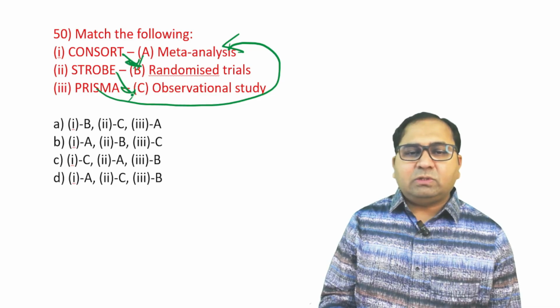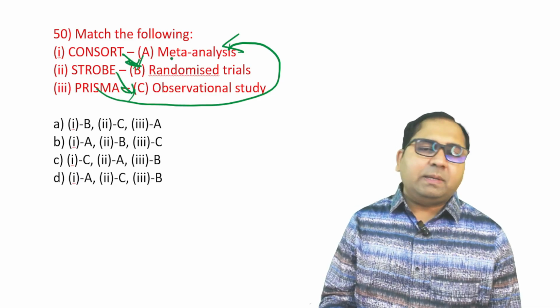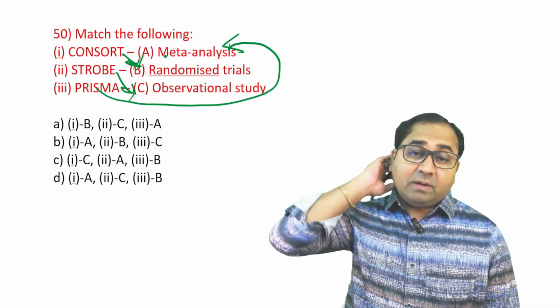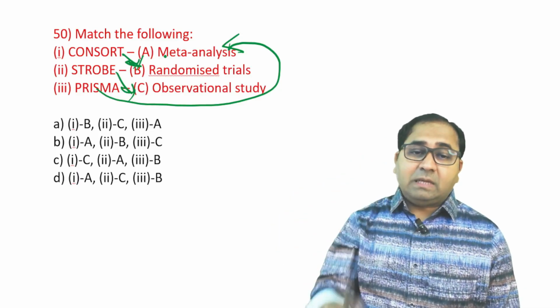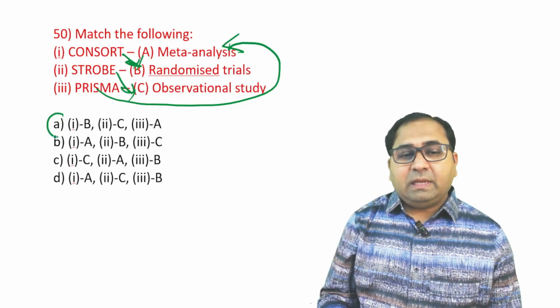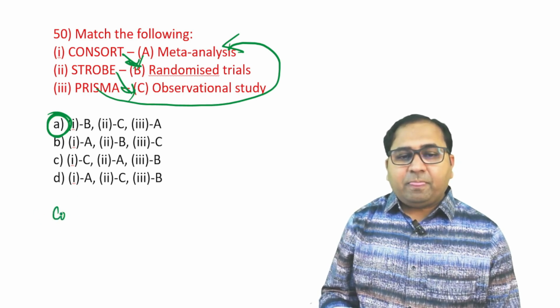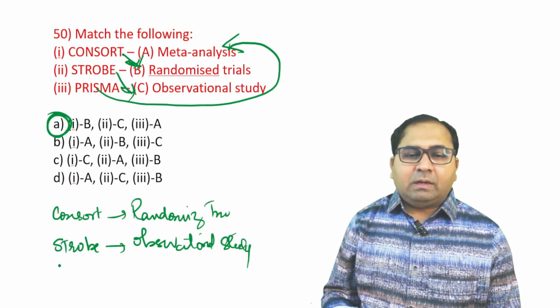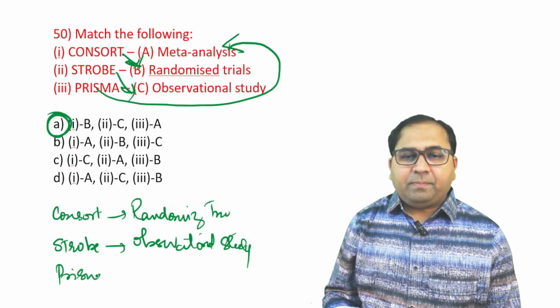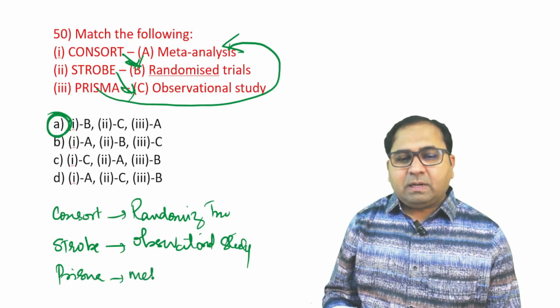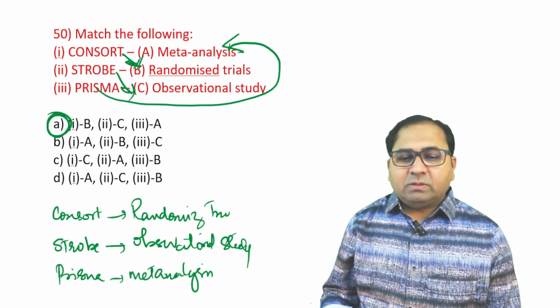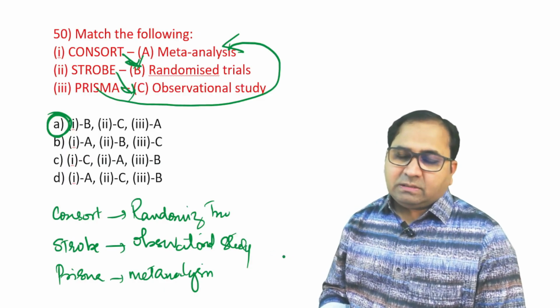CONSORT, randomized trial; STROBE, observational study; PRISMA, meta-analysis. If this question comes in the examination, please remember the answer. Option is A. I will write down once again correctly. CONSORT, and lastly you have PRISMA. PRISMA is related to meta-analysis. So please remember this question and this answer.